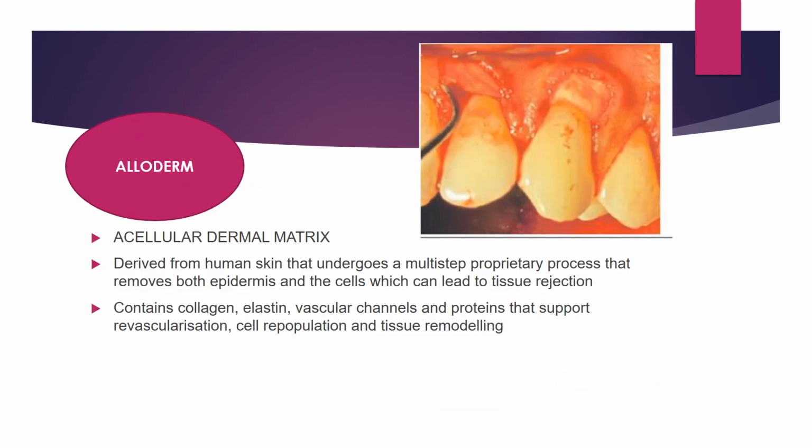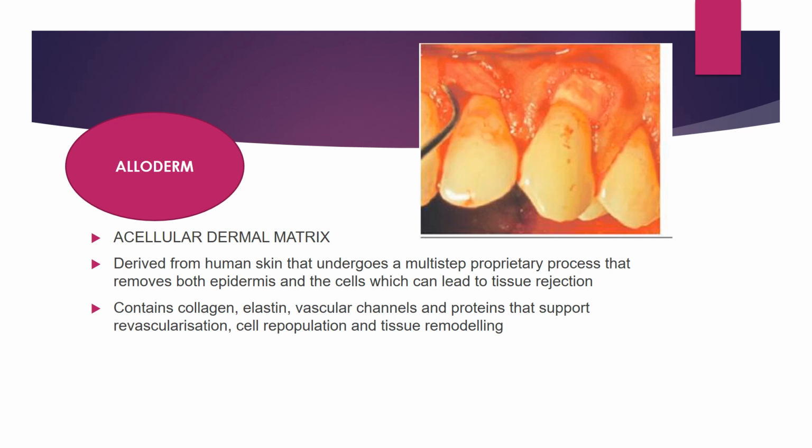Then comes AlloDerm, an acellular dermal matrix. It is mainly used for soft tissue grafting. It is derived from human skin, which undergoes a multi-step process to remove the epidermis and cells which lead to tissue rejection. It mainly contains collagen, elastin, vascular channels and proteins, which then support revascularization, cell repopulation and tissue remodeling.